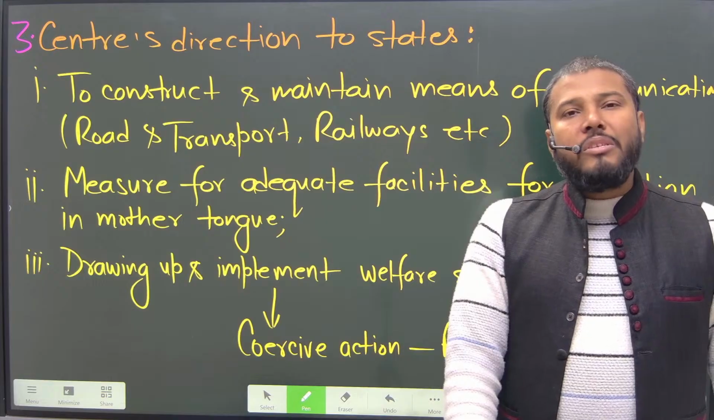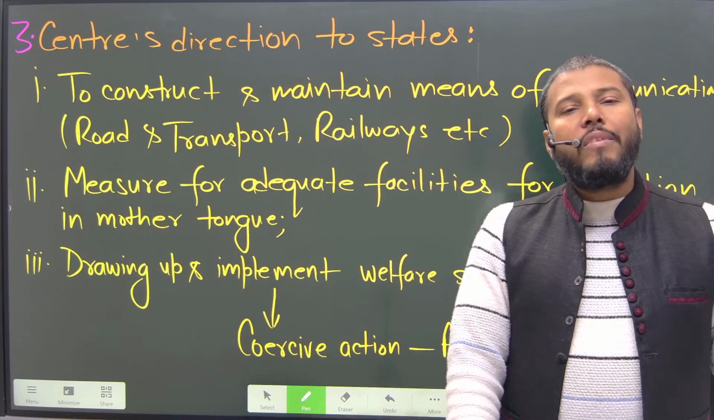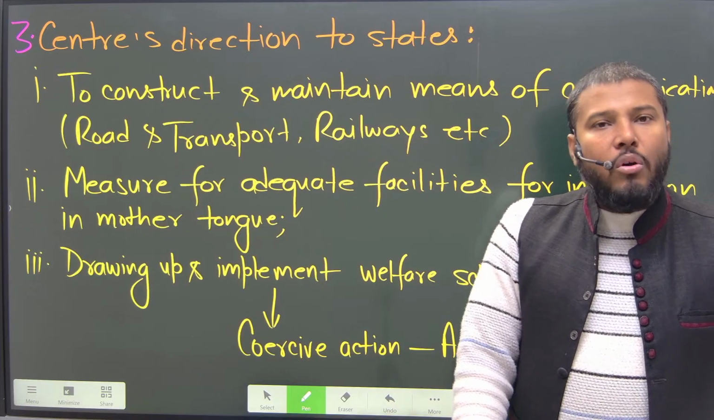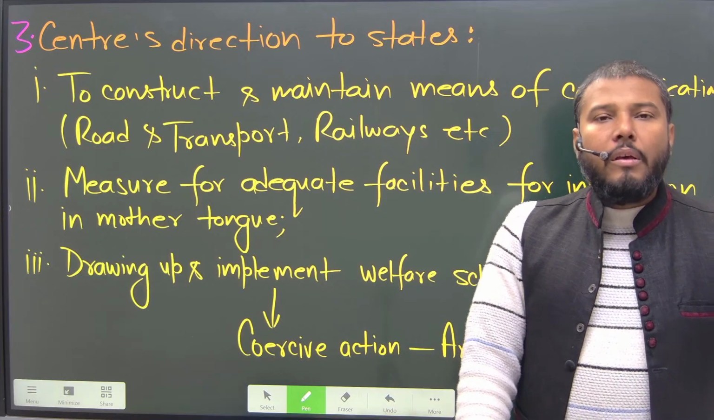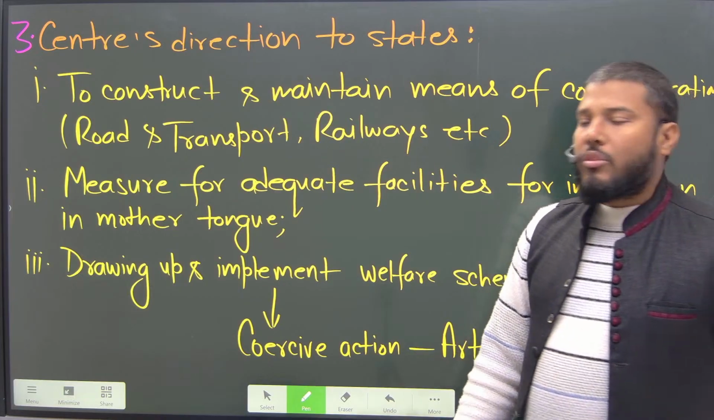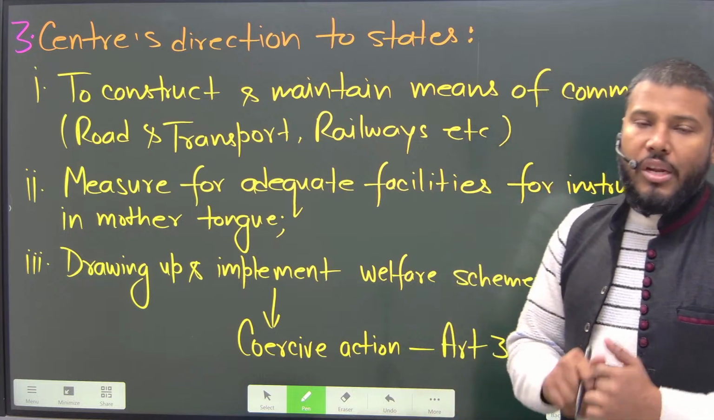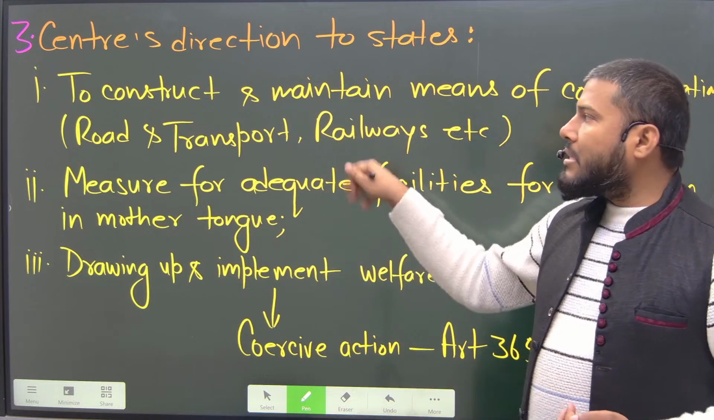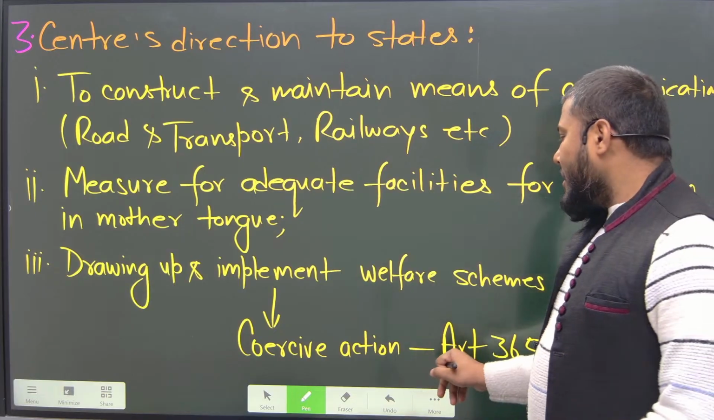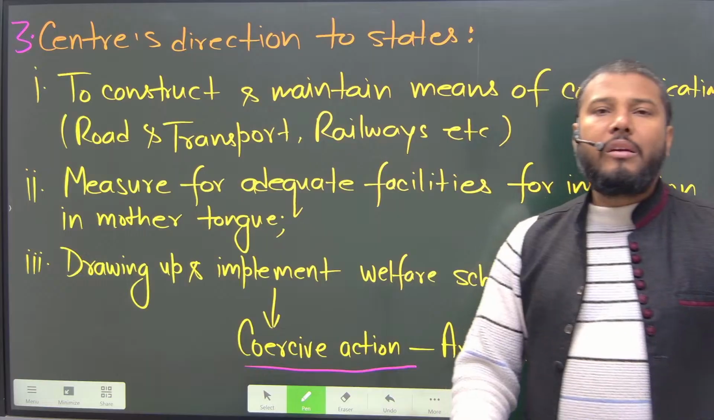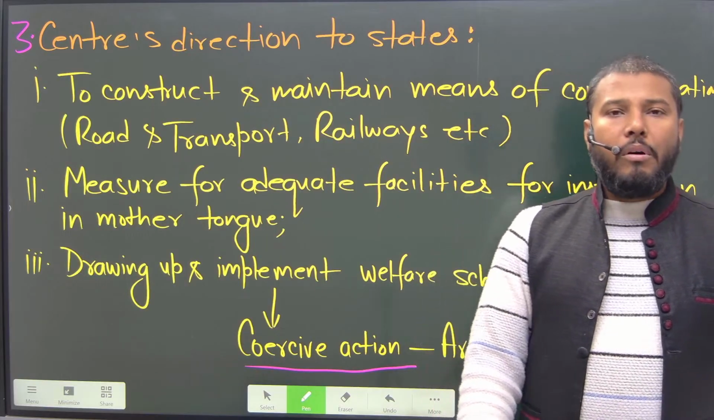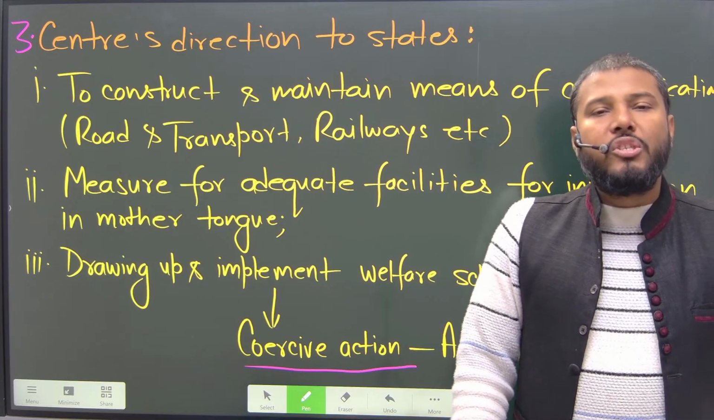So states must take measures to ensure the welfare and betterment of the scheduled tribe people. This term shall also be dictated by the central government to the state government. And in case the state government fails to comply with these dictates put forward by the central government, then there is coercive action: article 356 and article 365.